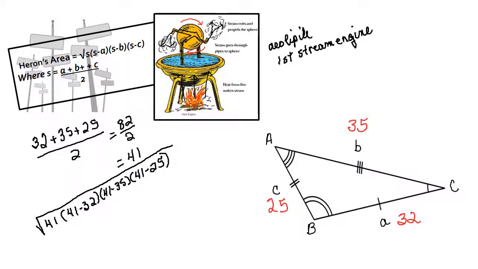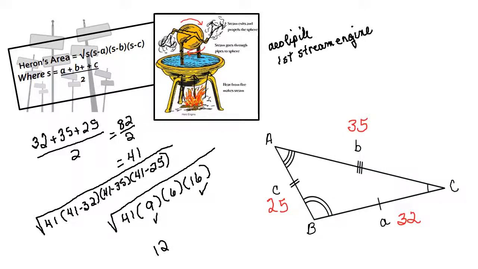So what we end up with is 41 times 9 times the 6 times the 16. And I'm going to practice again a little bit of mental math here. I notice that I have a 9 and a 16 inside here, which are perfect squares. So we can bring out the 3 and the 4, which I know I'm going to have a 12 on the outside. 41 and 6 happen to be somewhat prime. Well, the 41 is prime, so let's see what we get here.